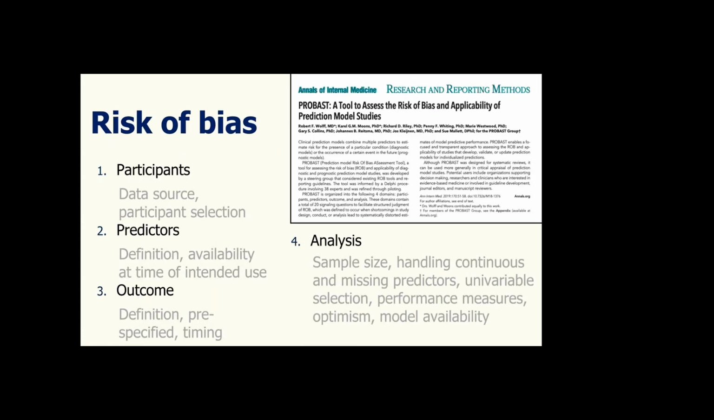For risk of bias, we used the PROBAST risk of bias tool to evaluate the risk of bias of these studies. It consists of 4 domains. You've got participants, where we looked at data source and participant selection. We've got predictors, looking at their definition, the outcome definition as well as timing. And then we had the analysis domain, which consisted of evaluating sample size, handling of continuous predictors, missing data, performance measures, and looking at model availability as well.